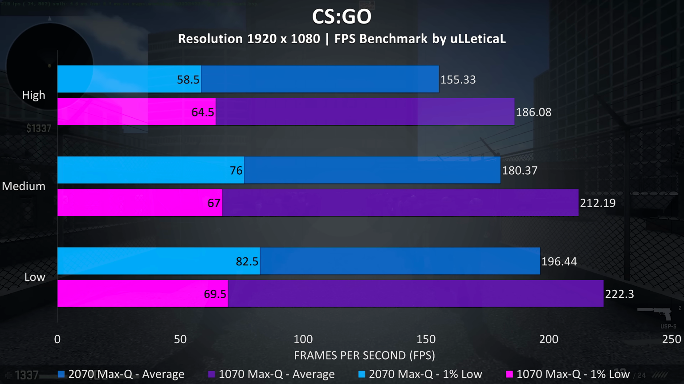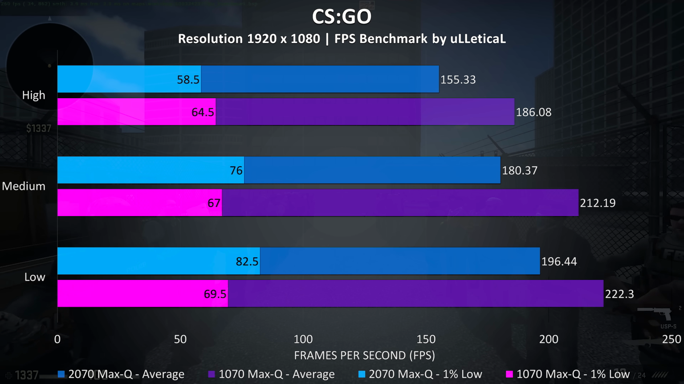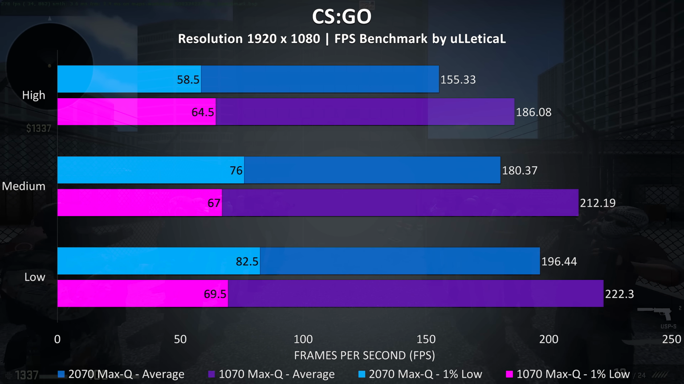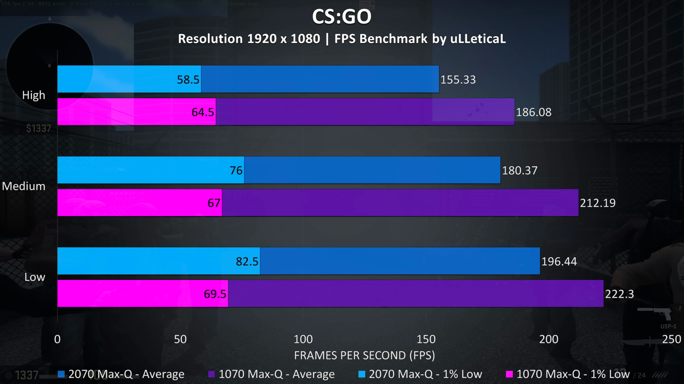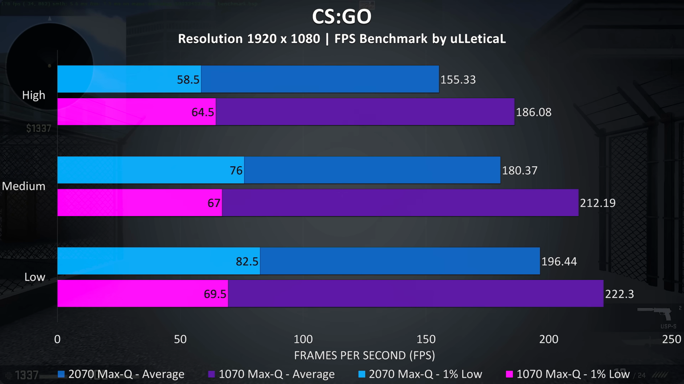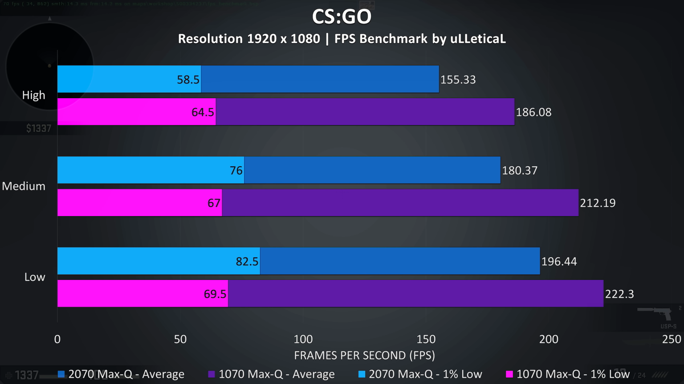CSGO was tested with the Ulletical FPS benchmark, and I have noticed that this is another test that seems to favour CPU power, which I believe explains why the older 1070 Max-Q is so far ahead in average frame rate. With all settings at maximum, the 1070 Max-Q was getting 20% higher average FPS over the 2070 Max-Q.